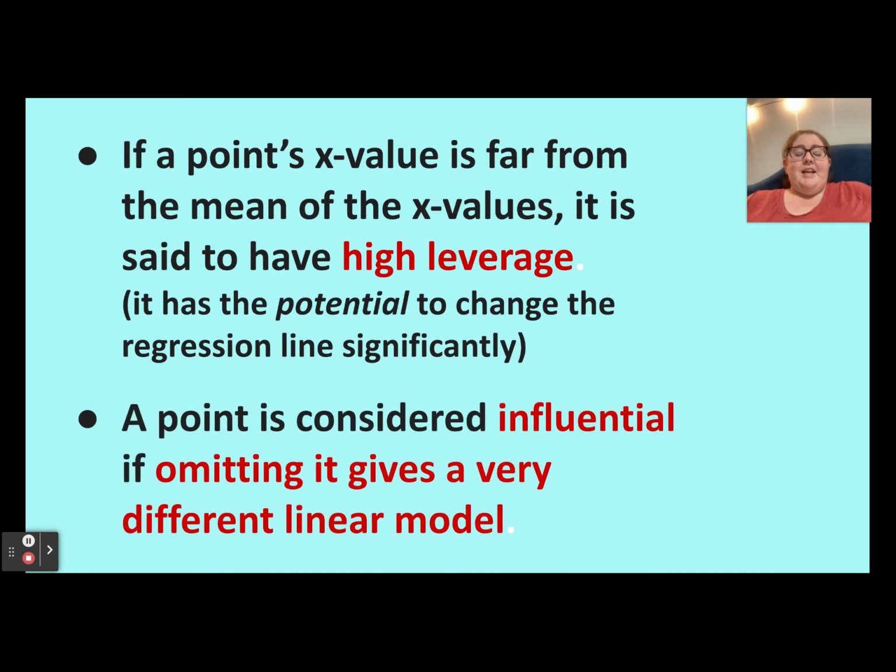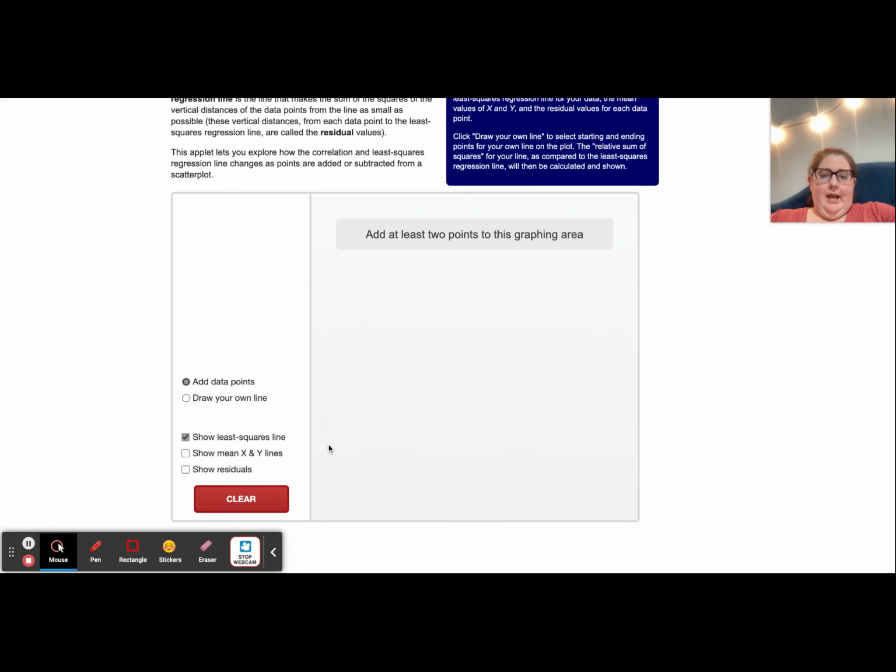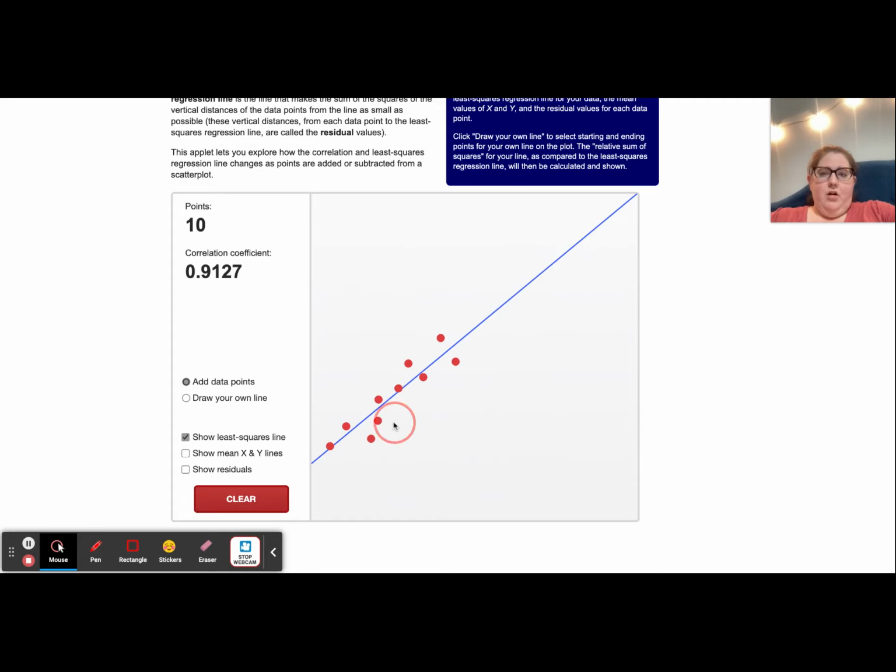A point is considered influential if omitting it, taking it out of the data, would give a very different linear model and possibly also a very different correlation. So I'm going to show you an example on an applet that I like to use. So let's say I have a set of points that looks something like this. All right, so it's got a pretty strong positive correlation.